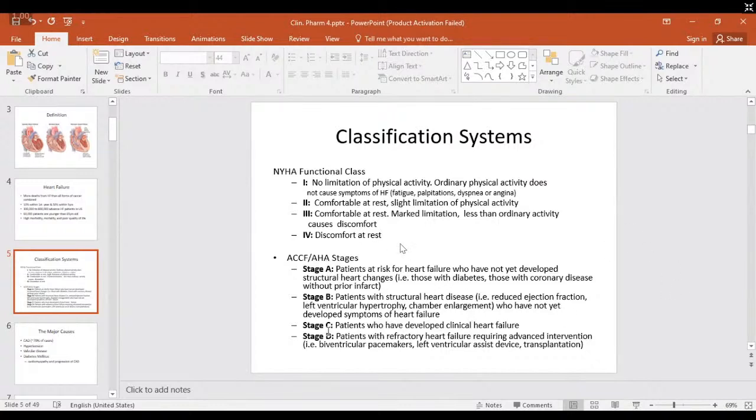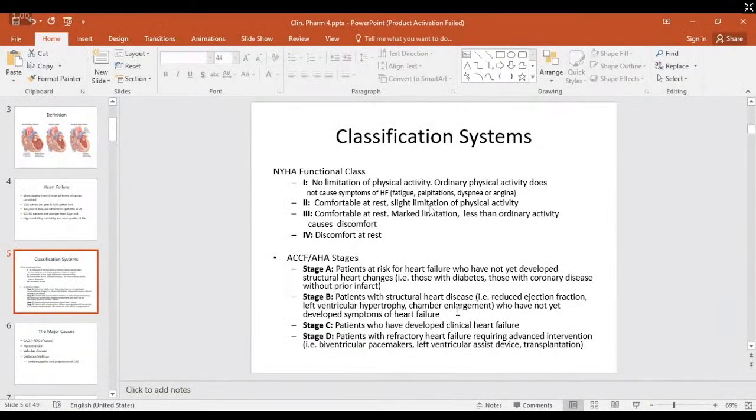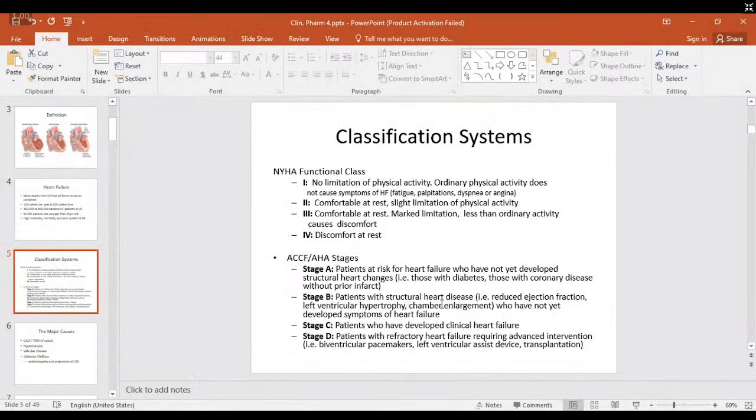So stage A, B, C, and D. Stage A are patients who have a risk for developing heart failure, but who have not yet developed structural heart changes. And these are patients with diabetes, let's say, with coronary artery disease. Stage B are patients with structural heart disease that has developed, so reduced ejection fraction, left ventricular hypertrophy, left atrial enlargement can also be included in this stage.